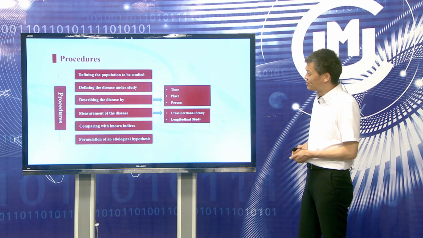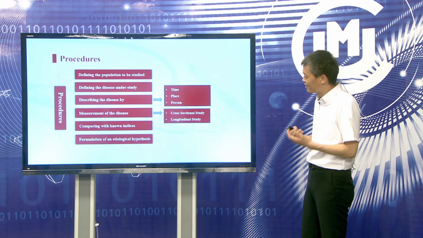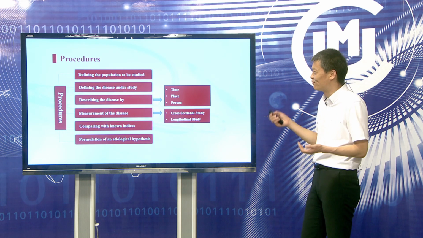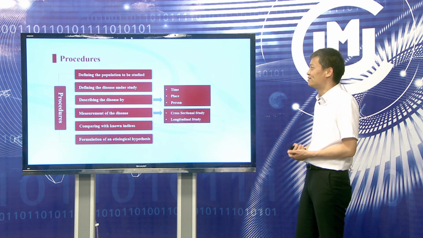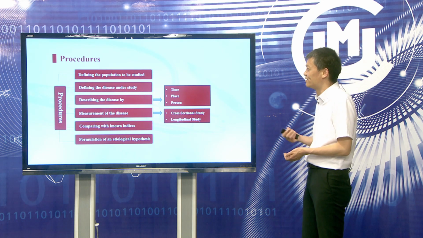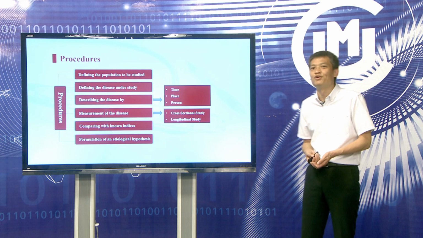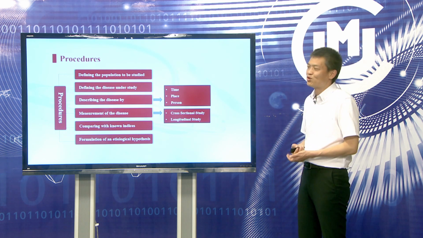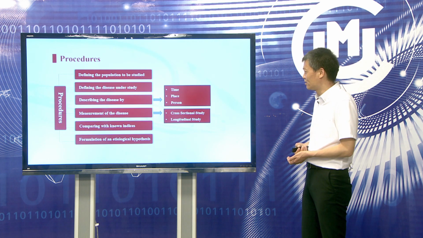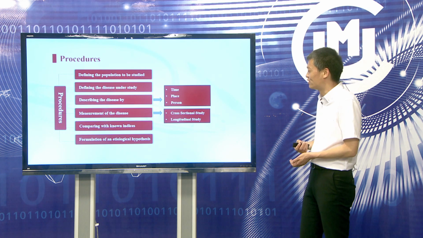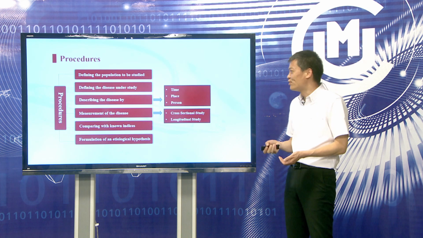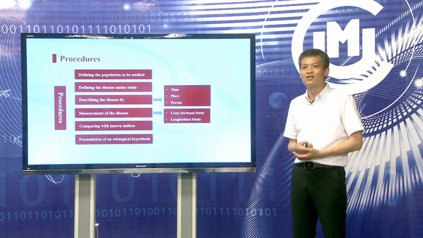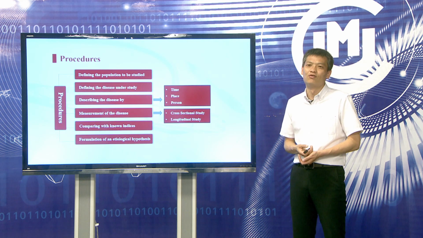These are the procedures of epidemiological studies: defining the population to be studied, defining the disease under study, describing the disease by time, place, and population, and then measuring the disease by case-control, cross-sectional, and longitudinal studies. Then comparing with known indices, and finally formulating an etiological hypothesis.